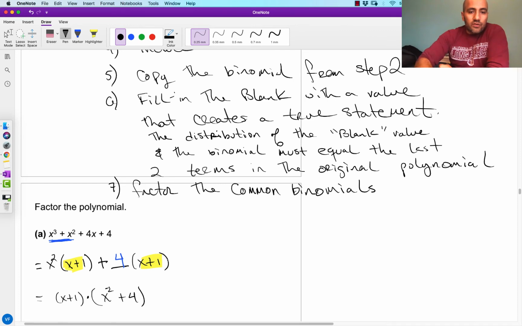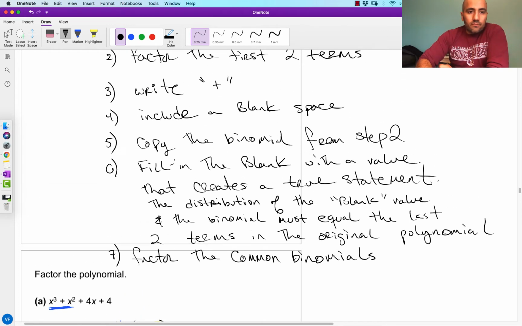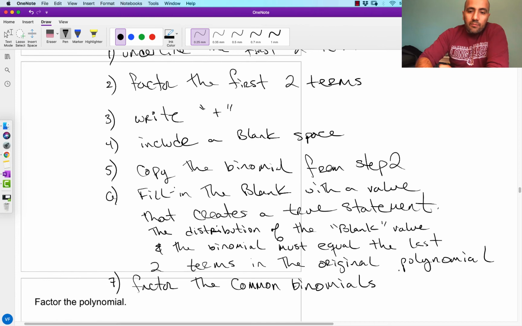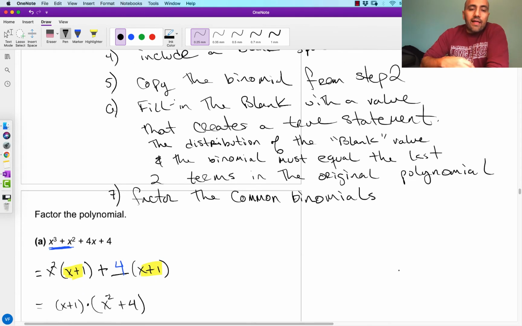Okay, so those are the instructions. Underline the first two terms, factor the first two terms, write a plus sign, include a blank space, copy the binomial from step number 2, fill in the blank with a value that creates a true statement. It must be true that when you multiply that blank value times the binomial, that equals the last two terms of the original polynomial. And finally, the last step is to factor out that common binomial that will result.